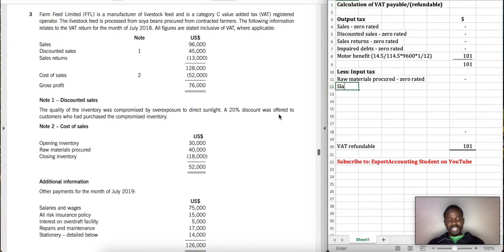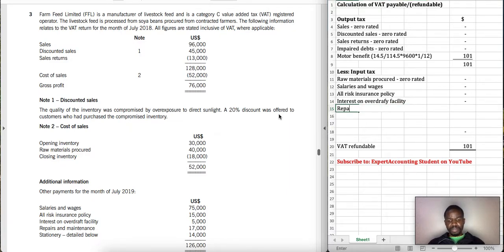Then we have salaries and wages. Also, they don't rank for VAT. All risk insurance policy does not rank for VAT. Interest on overdraft. Overdraft facility. This is from a financial institution. Doesn't rank for VAT.